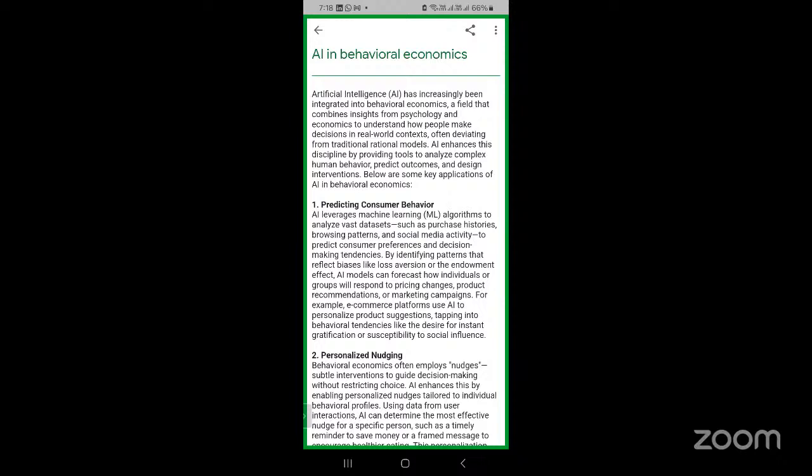Therefore, we have to study thoroughly the purchase history, browsing patterns, and social media activity of the consumer. This is deviating from the traditional rational model.